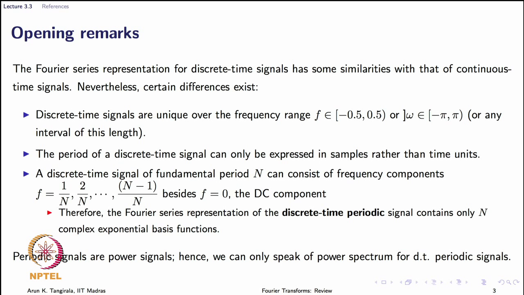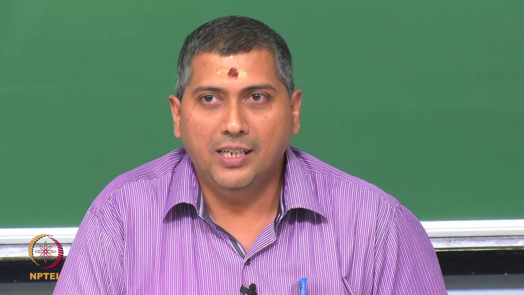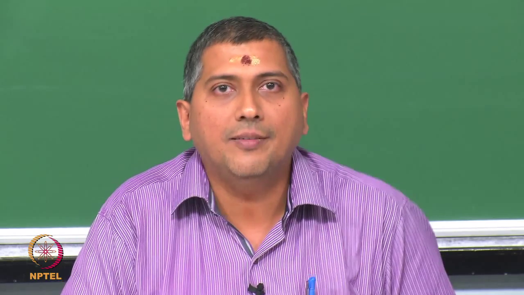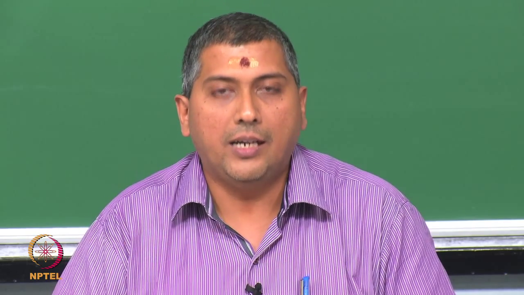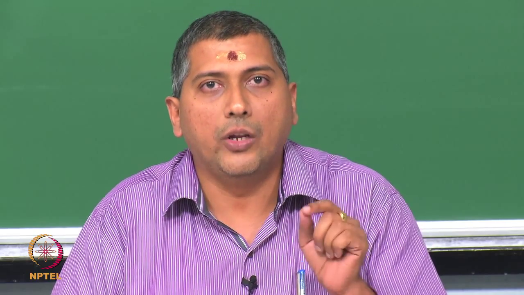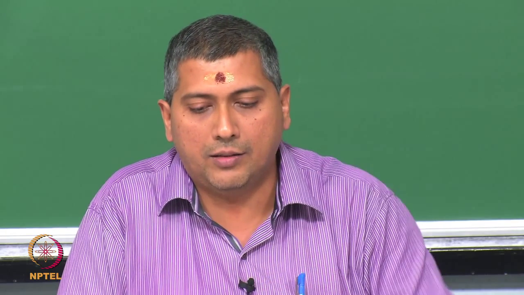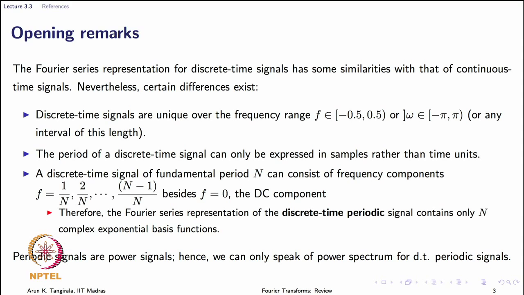Before we go further, it is very important to understand the consequences of moving from the continuous time case to the discrete time case. And for this, recall the concepts that we learned earlier in unit 2, where we talked about discrete time signals, and we particularly noted that discrete time sinusoids are unique only in a fundamental interval, which is of width 1 in cyclic frequency. This interval could be minus 0.5 to 0.5 or 0 to 1, or if you look at angular frequency, it is actually minus pi to pi and so on.